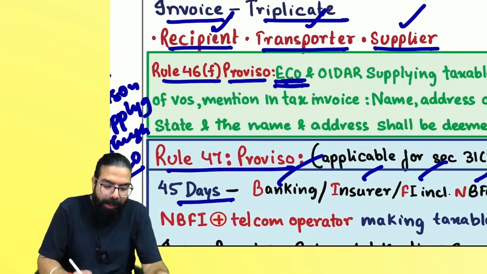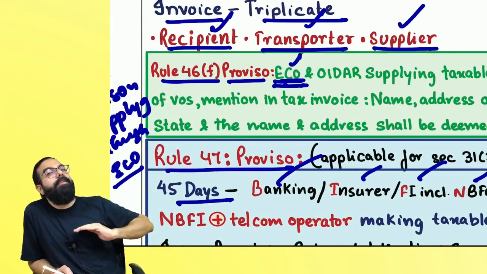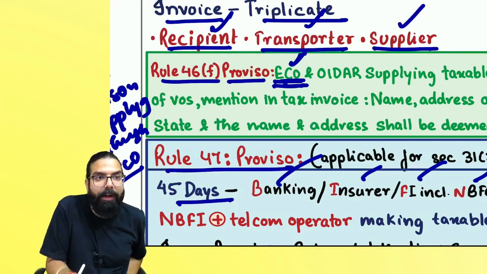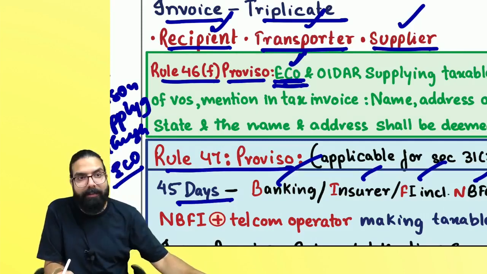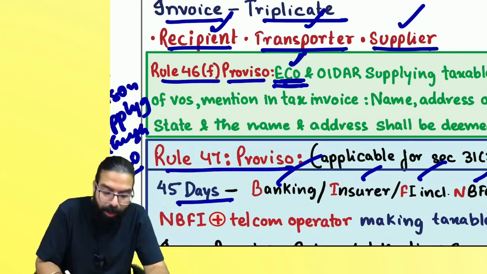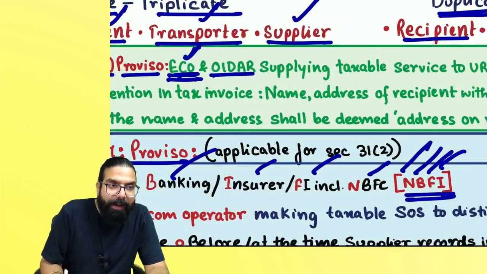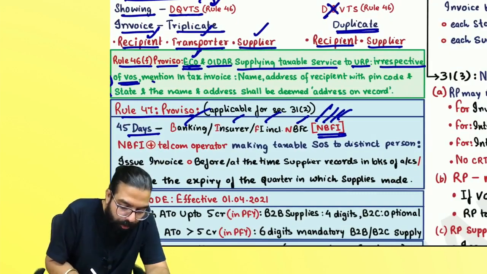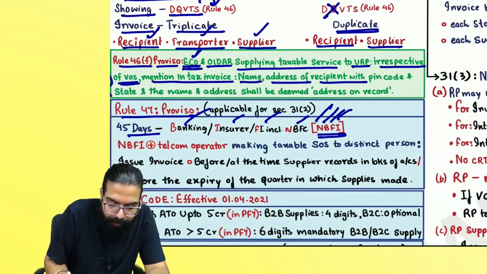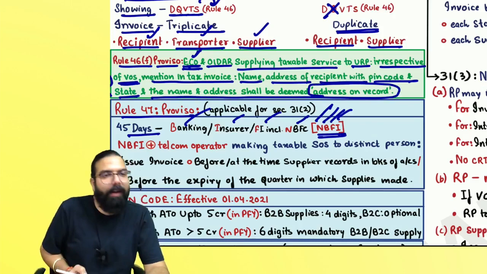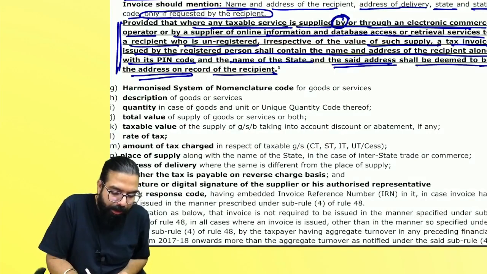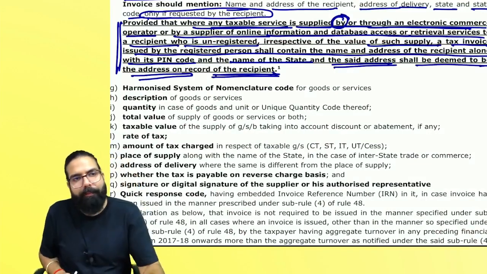e-commerce. Remember one thing, either you are an e-commerce operator selling, or you are a person selling through e-commerce. You have to change this point over here. Remember, if the e-commerce operator is selling, or you are a person selling through e-commerce, or an OIDR supplying taxable service to an unregistered person, irrespective of the value of supply, you should mention in your tax invoice the name, address of the recipient with PIN code and state, and the name and address shall be deemed as the address on record of the recipient in the books of the supplier. Can I go ahead, everyone?